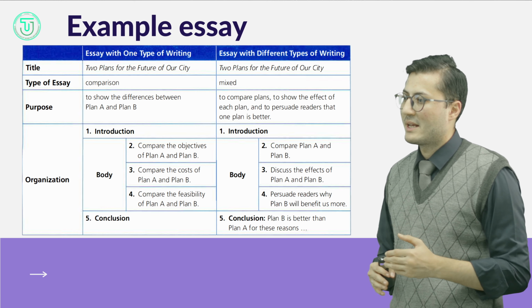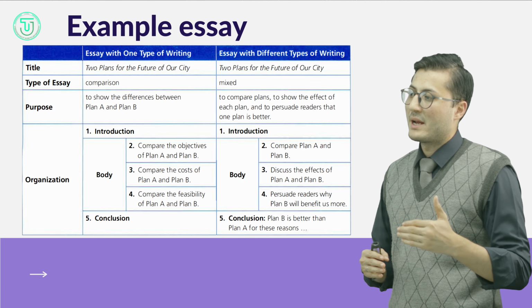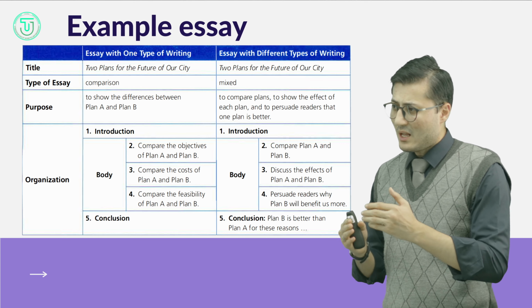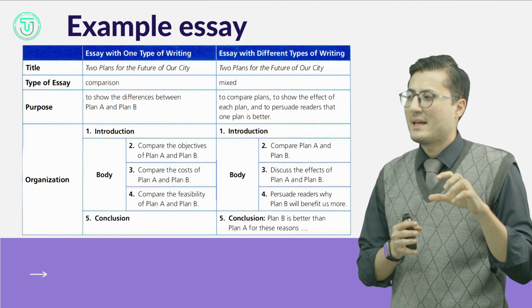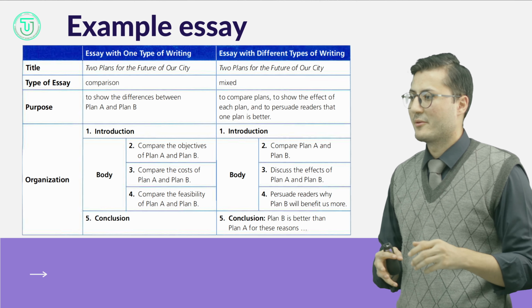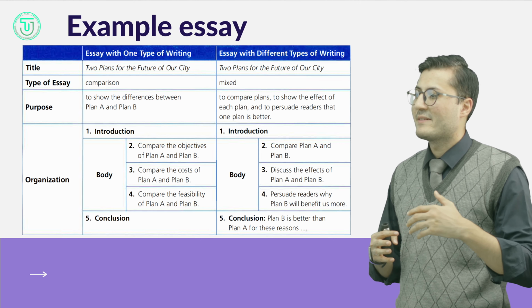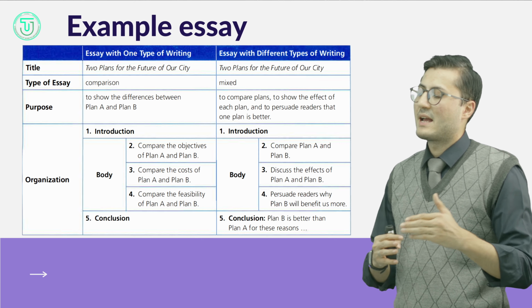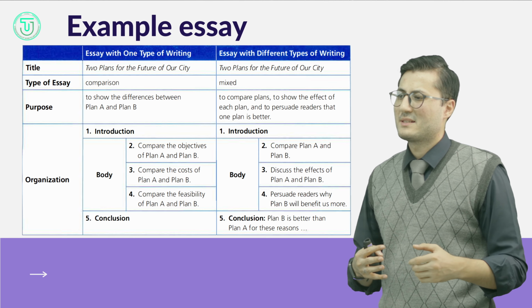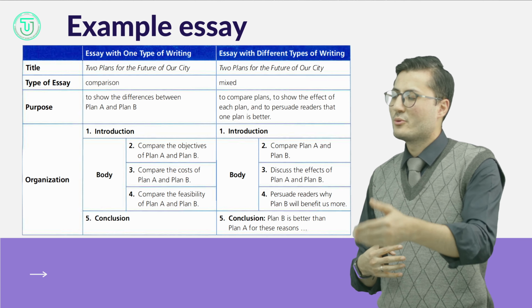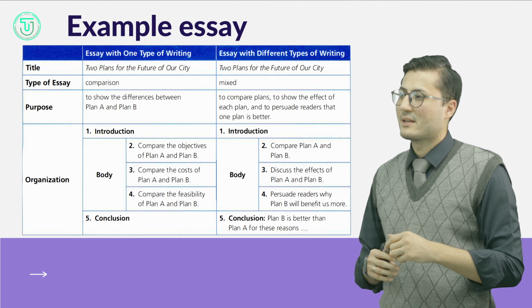So the third one is compare the costs of plan A and plan B. So here you can see plan A costs this amount of money, and plan B costs this amount of money, right? And the fourth body paragraph, as you can see here, compares the feasibility of plan A and plan B. Feasibility is kind of, can we do it or not, is it effective or not, right? And in the end, conclusion.